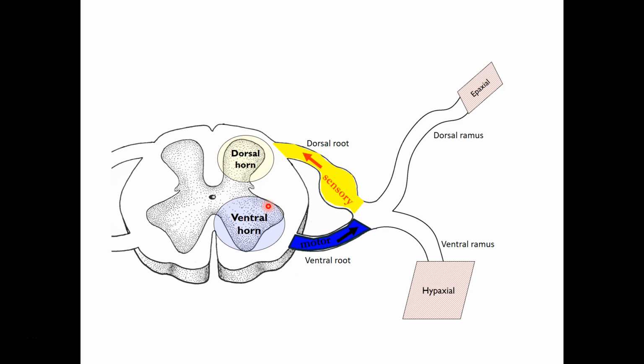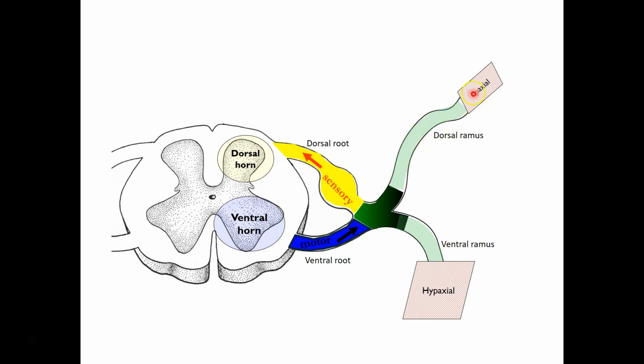Within that spinal nerve, and here's where we get that word mixed, they mix together. And so that mixing continues within the dorsal ramus and within the ventral ramus. So if I'm bringing sensory back from the epaxial region, it travels down through the ramus into the mixed spinal nerve, into the dorsal root, and into the dorsal horn. If I'm sending motor out to the epaxial region, it travels from the ventral horn through the ventral root into that mixed spinal nerve and into that dorsal ramus.